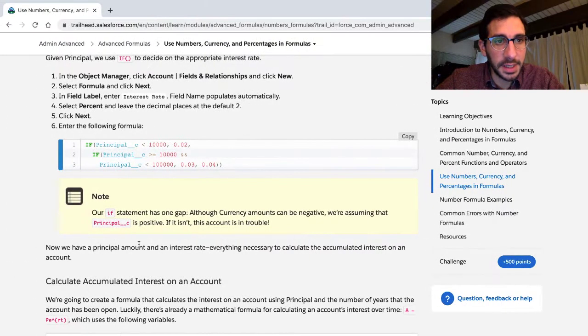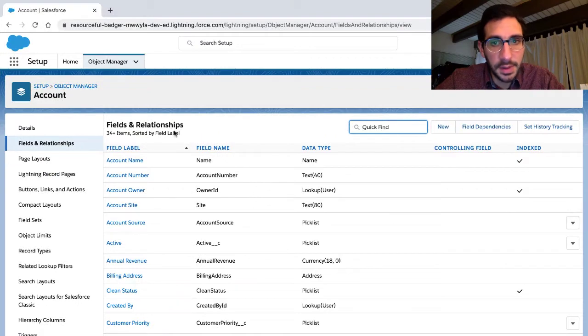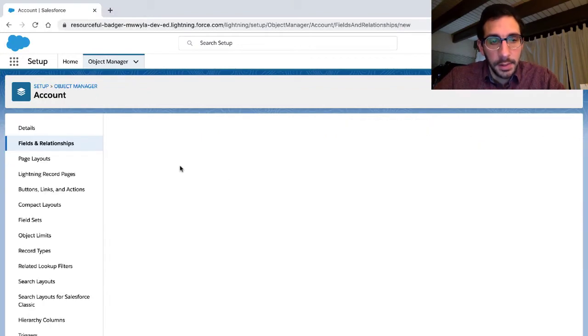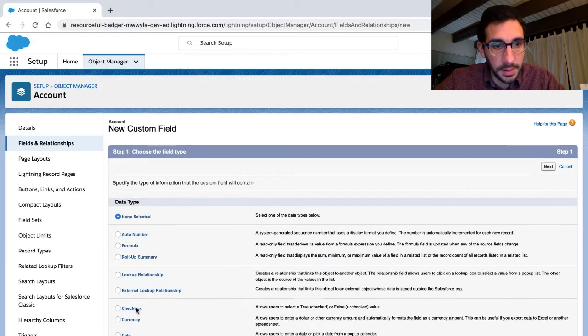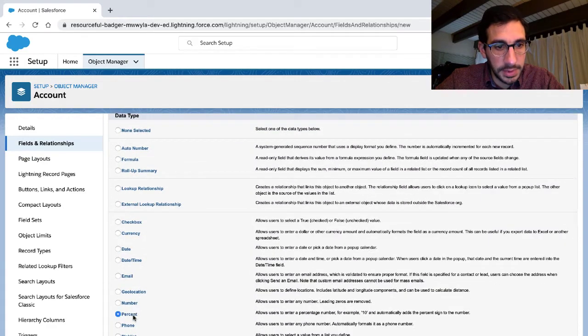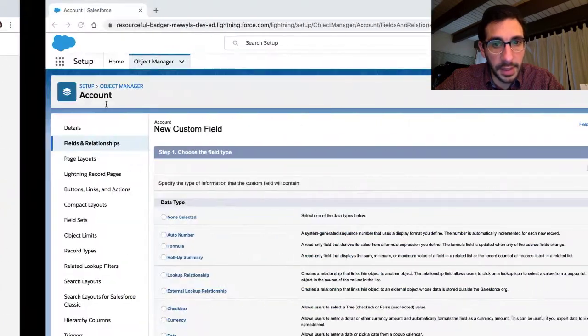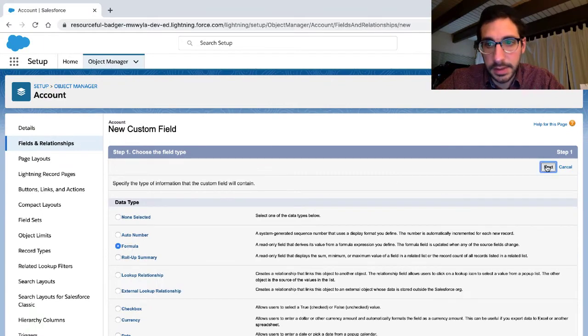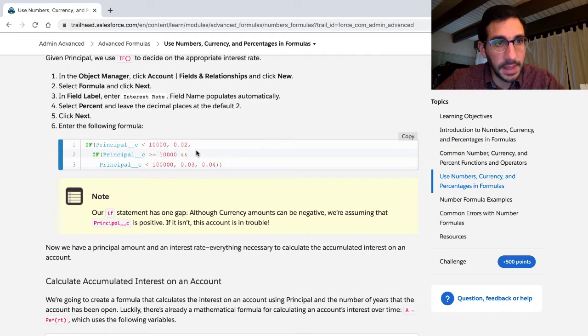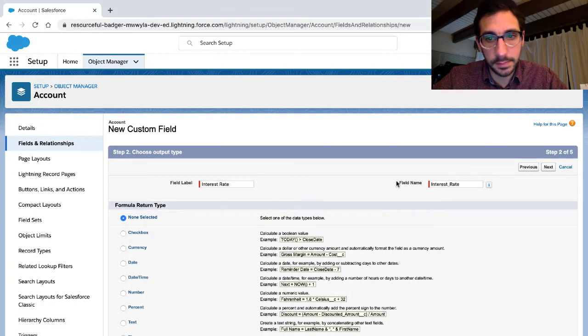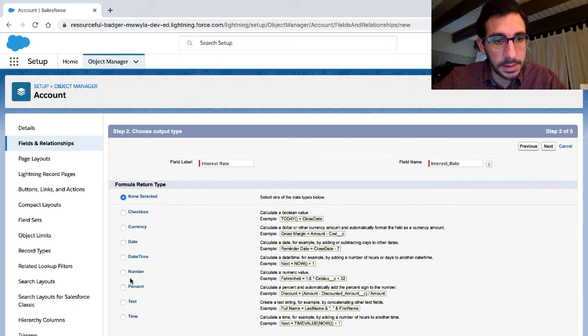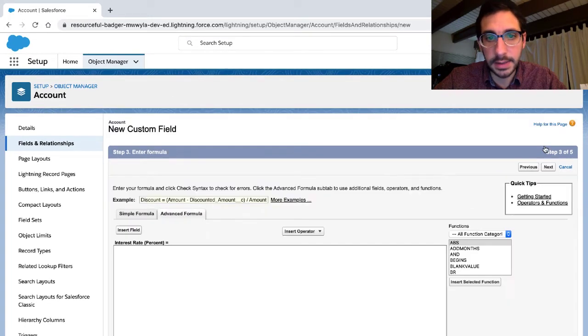In the object manager, click account, fields and relationships, new. Select formula, then click next. Right, it's a formula. In the field label, enter interest rate. And this is the type percent, which shows two decimal places down here. I'm going to click next.